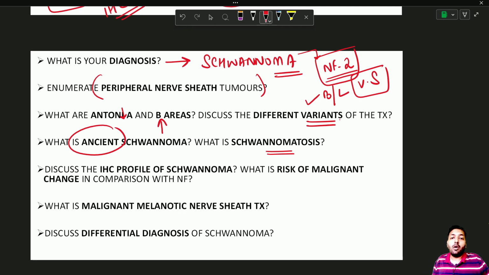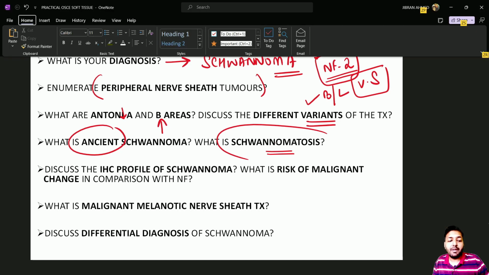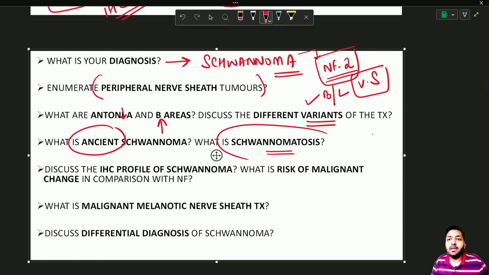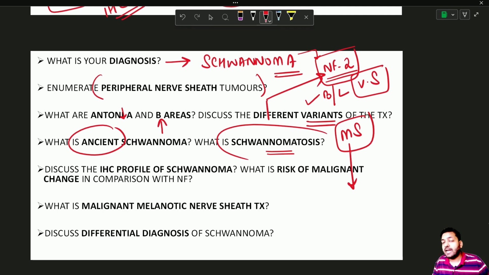But always remember that multiple schwannomas, if you see them, it is not suggestive that it is 100% related to neurofibromatosis type 2, okay. So remember one thing, there are certain groups of multiple schwannomas that occur independent of neurofibromatosis type 2, and such multiple schwannomas which occur outside the setting of neurofibromatosis type 2 are called schwannomatosis.